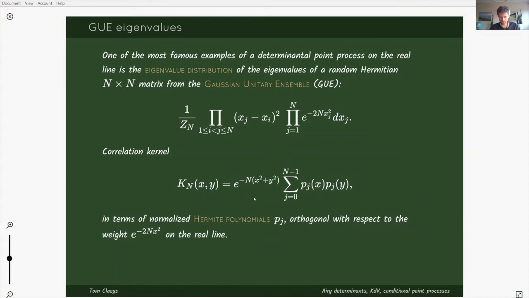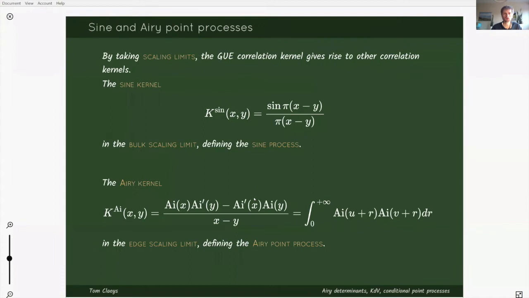In this GUE ensemble, you can take certain scaling limits, a bulk scaling limit and an edge scaling limit. I will not go into many details here, but the essence is that the eigenvalues in the GUE typically follow a semicircle law. If you rescale the eigenvalues near a point somewhere in the middle of this semicircle, by taking a suitable scaling limit, you find another determinantal point process, which is the one defined by the correlation kernel, the sine kernel.